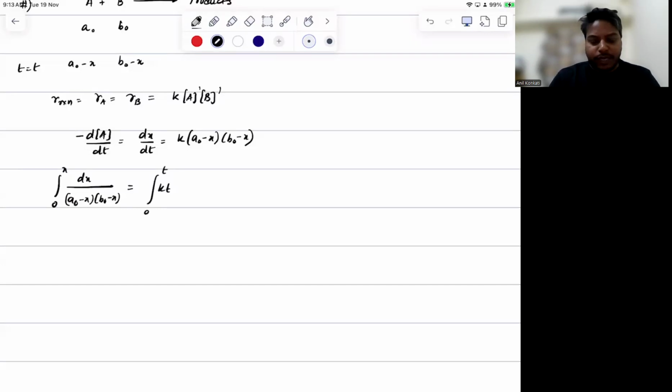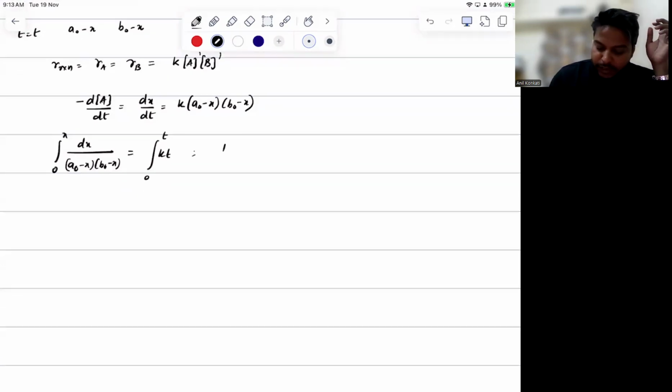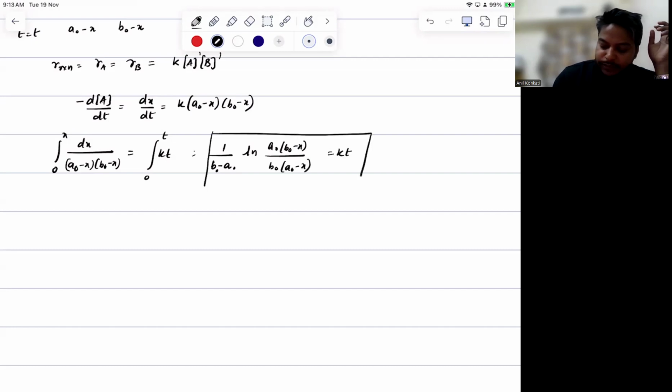If you are able to integrate this, we will get an equation like 1 by (B naught minus A naught) into ln of A naught into (B naught minus X) divided by B naught into (A naught minus X), and that is equal to Kt. This is the equation you will get after integrating.